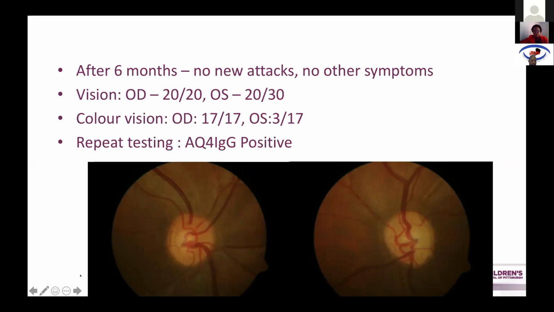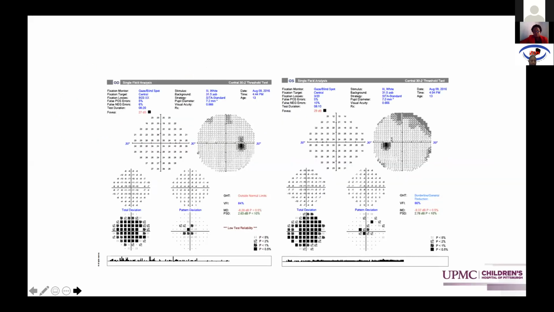We did repeat the NMO testing, and this time it was positive. This is his visual field, and you can see some residual centrocecal or central scotomas in both eyes, slightly worse on the left. It's not a very reliable field, but the central loss is there.